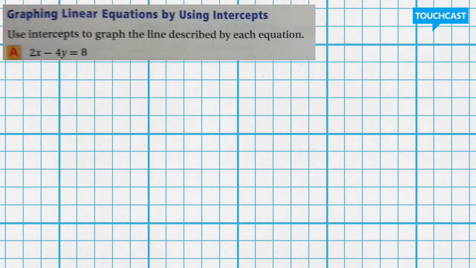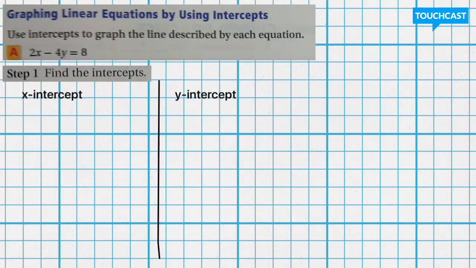All right, so we are going to graph this linear equation by using the intercepts. So we're going to take 2x minus 4y equals 8, and we're going to find the x and y intercepts. That is our first step, finding the intercepts. So to find the x-intercept, we're going to just plug 0 in for y into the equation.